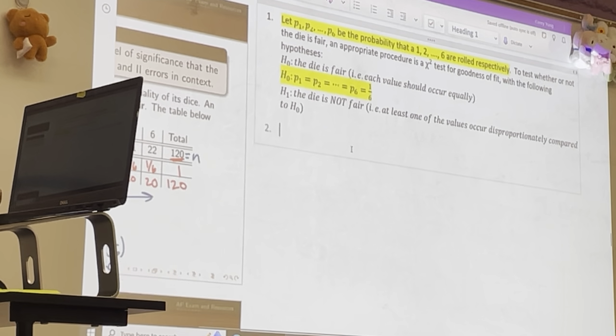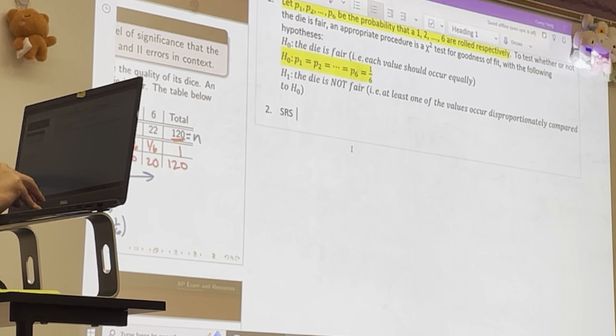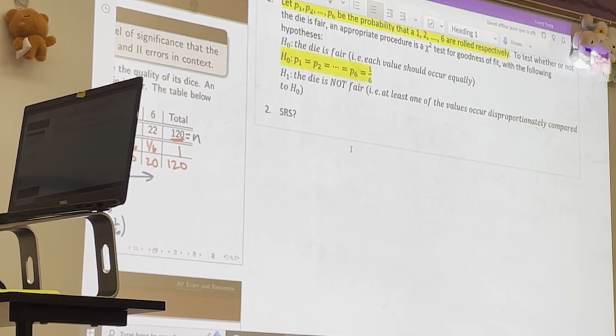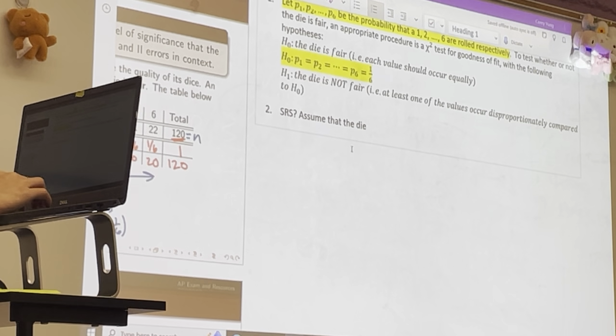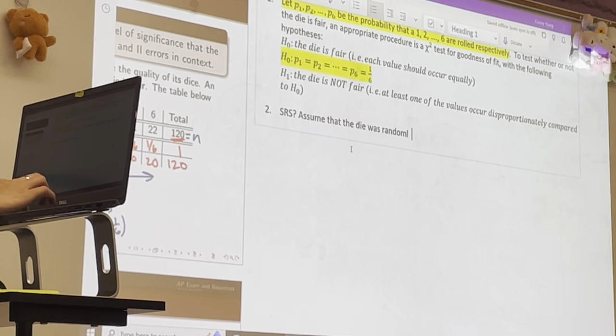So 2, the condition, SRS. We have a dice, so unless there's some bias in selecting a certain dice, if you just pick a dice, it's randomly selected, so assume that the die was randomly selected. I mean, there is no sampling in this case. Okay, the next one is large counts.